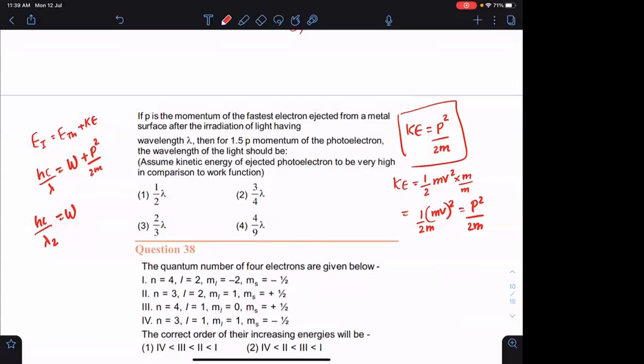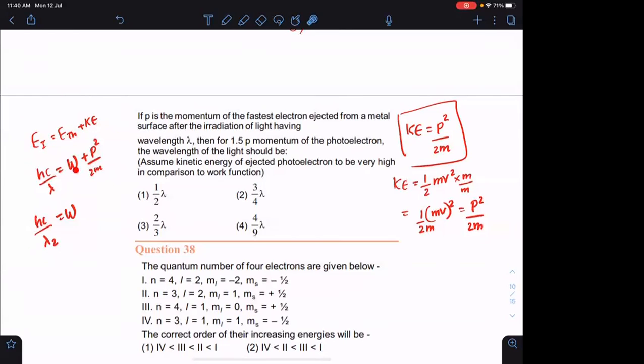The relation between kinetic energy and momentum is KE equals P square upon 2m. We know KE is equal to half mv square. If we multiply and divide this by m, you can write this as mv whole square upon 2m. mv is nothing but momentum, so KE is P square upon 2m. So in the photoelectric equation, E incident is equal to E threshold plus KE. In the place of kinetic energy, I am using P square upon 2m. The initial momentum is given as P for the wavelength lambda.